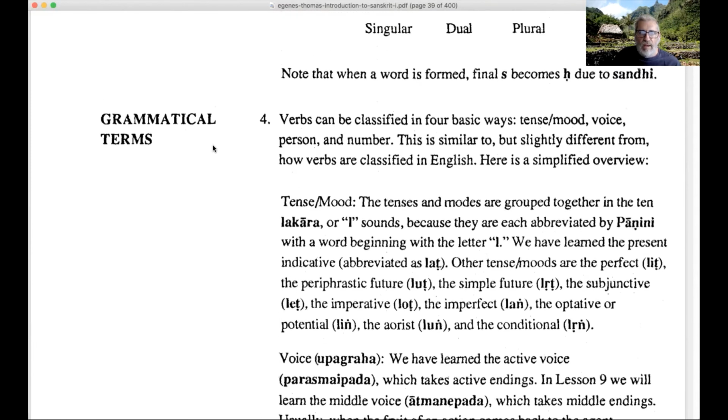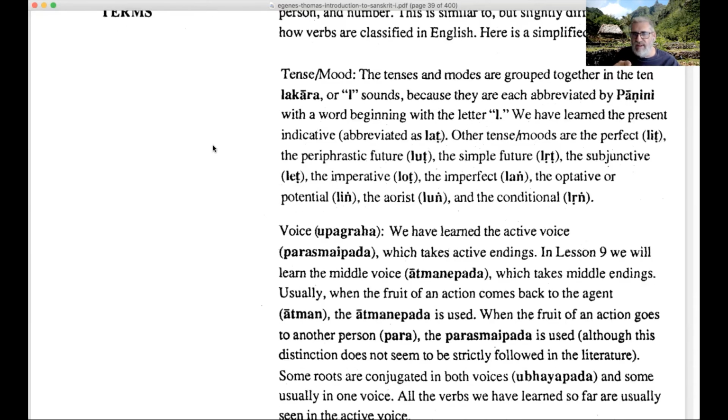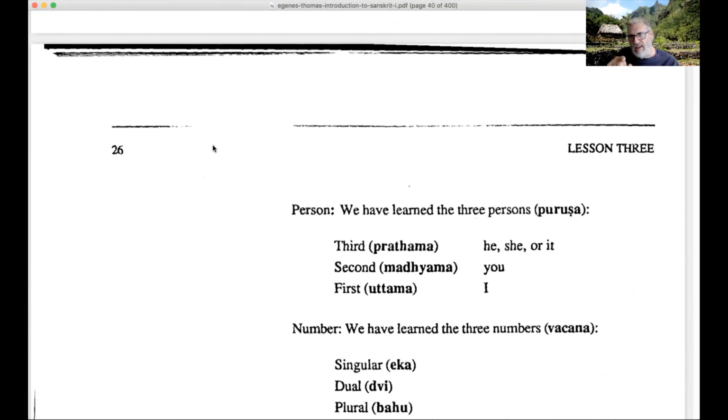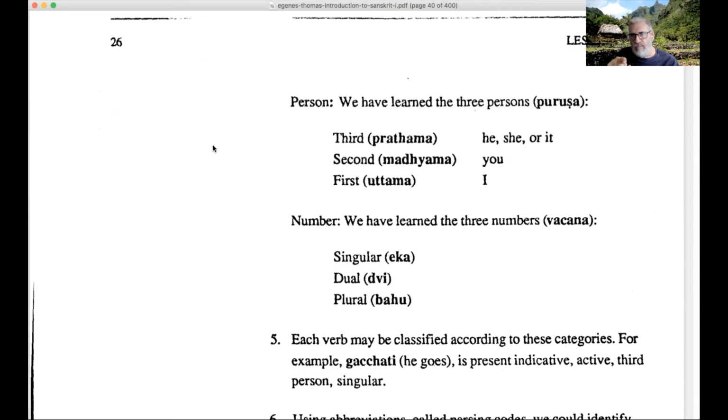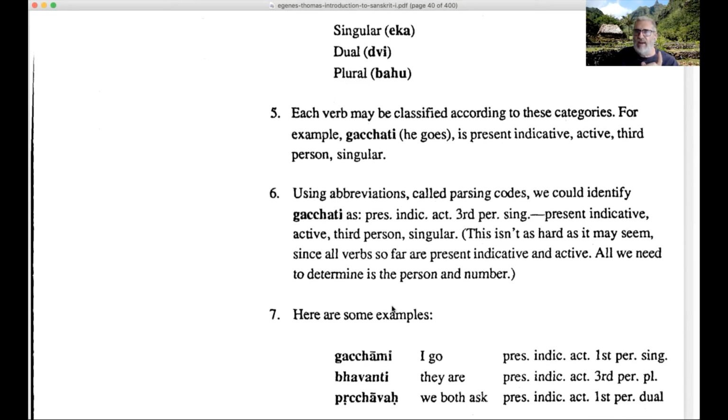When we look at a Sanskrit sentence and see the verb, first of all, we have to recognize that it's a verb, and separate it from other types of words. Then we see what tense it is in, what voice it is in, what person it's in, and what number it's in. There are 3 numbers in Sanskrit: singular, dual, and plural. Eka, dvi, and bahu. Ekavachanam, dvivachanam, bahuvachanam. Okay, simple. So each verb may be classified according to these categories.